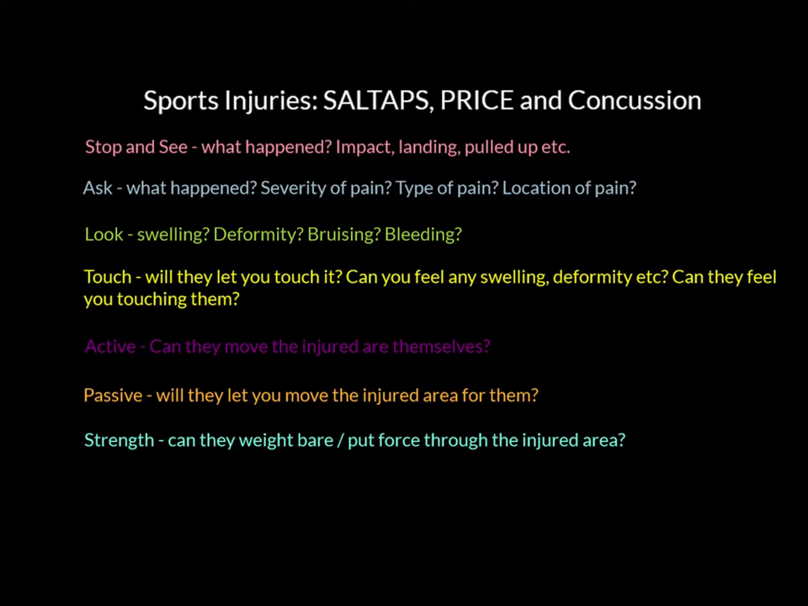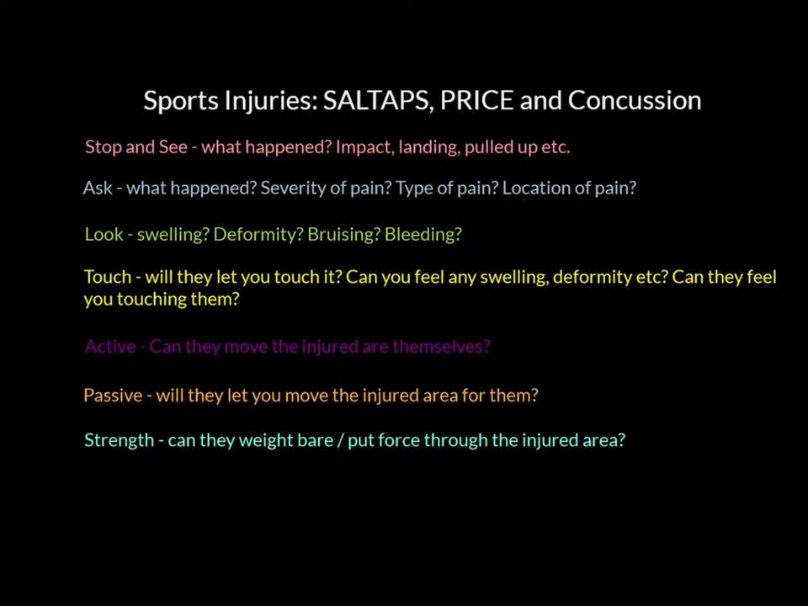So now you approach your player, the one that's injured, and the next thing you've got to do is ask. So ask them what happened. Get them to confirm it. Was it a bad landing? Was it an impact? Did they just pull up? Also ask about pain. What kind of pain are they in? How severe is it? What type of pain? For example, is it a sharp stabbing pain? Is it a dull ache? Is it more of pins and needles, like a tingly thing? That can start to give you information as to what might have happened.